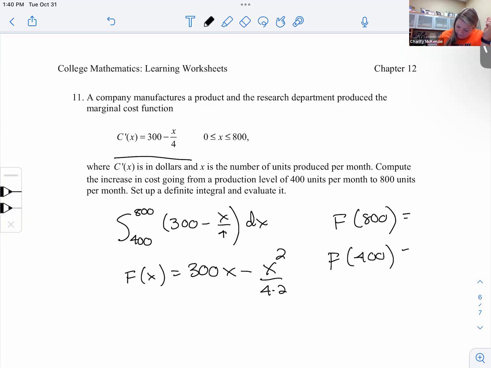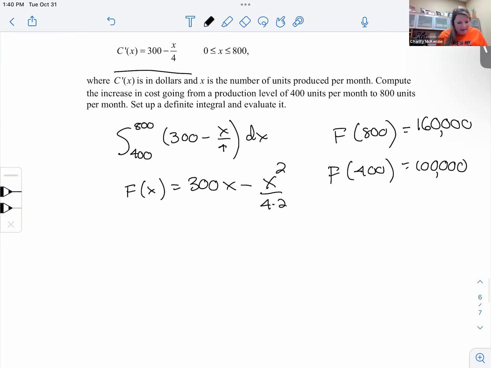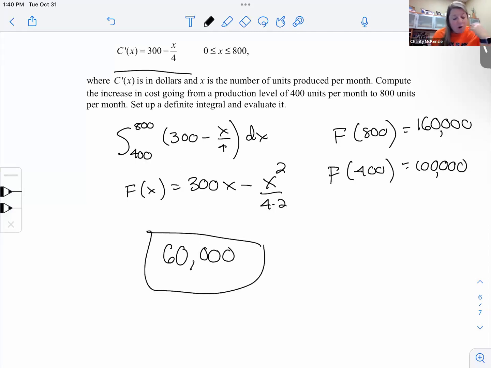And you could pause and do that if you want. The 800 is going to give me 160,000, and the 400 gives me 100,000. Okay. You can always slow me down if I'm too fast. Subtract those and I get 60,000. Okay, so the increase in cost going from 400 to 800 units per month is $60,000. I don't know what we're making, but that's going to be our increase in cost.